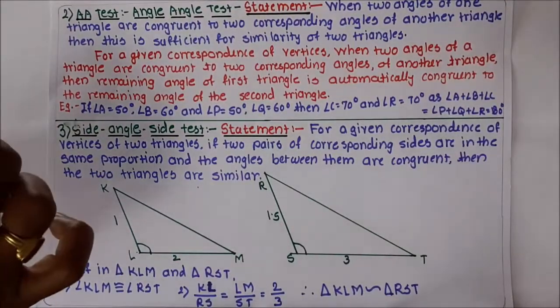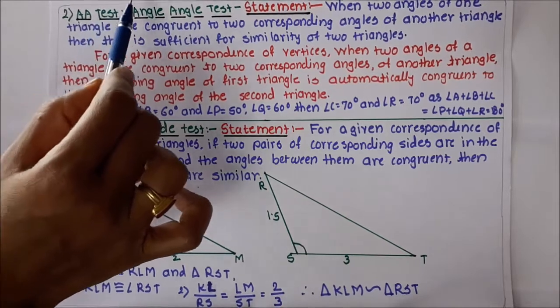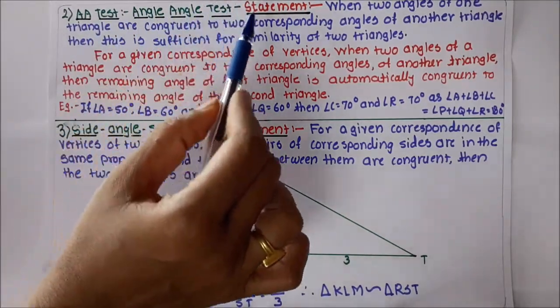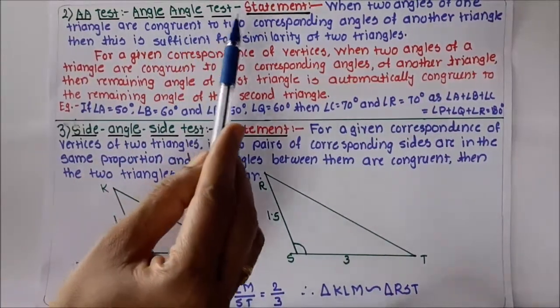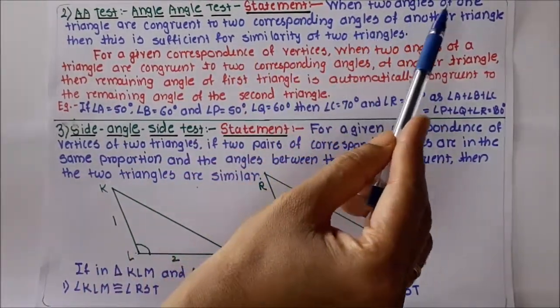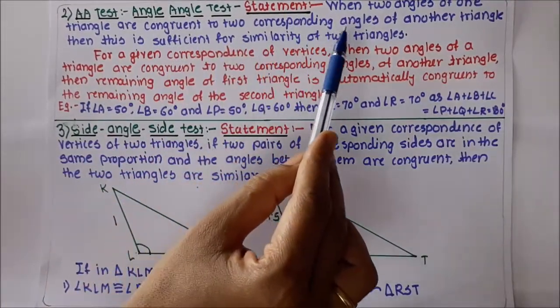Okay, now this is the second test of similarity, that is AA test. Its full form is angle angle test. Statement: when two angles of one triangle are congruent to two corresponding angles of another triangle, then this is sufficient for similarity of two triangles.